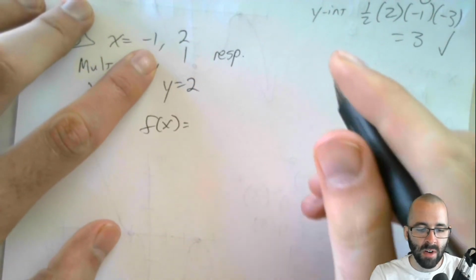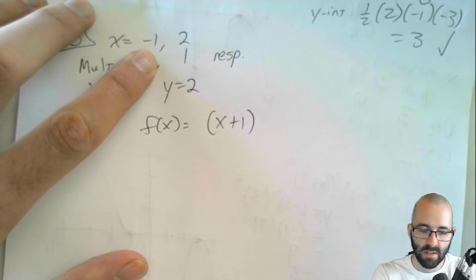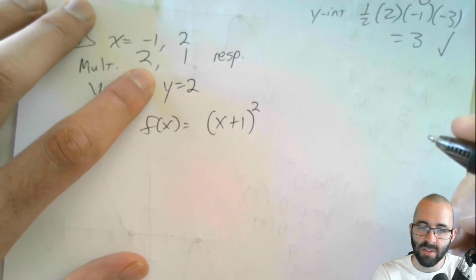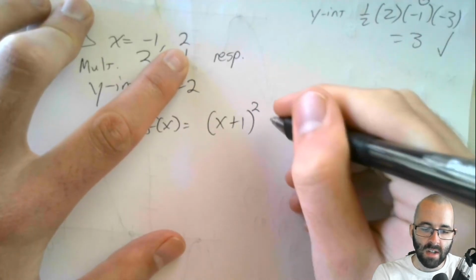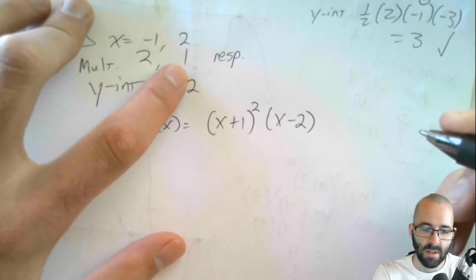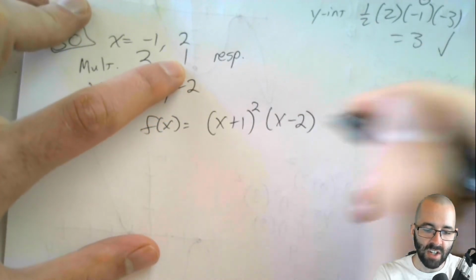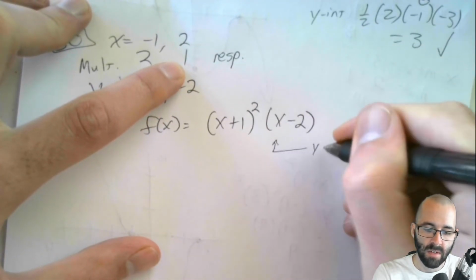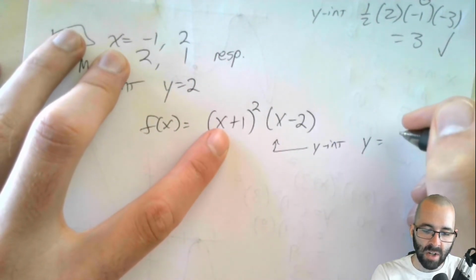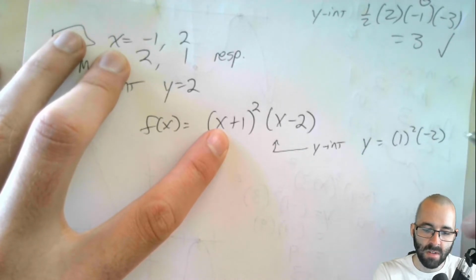So a 0 at -1 means it's going to be x plus 1. Multiplicity 2 means that the exponent of that factor is 2. 0 of 2 is going to be x minus 2. Multiplicity 1, the exponent's a 1. Let's check the y-intercept. If x is equal to 0, we're going to get 1 squared times -2.